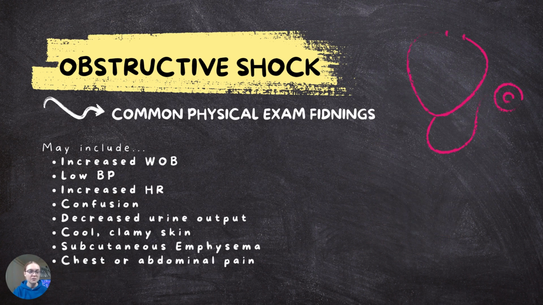Some of the common physical exam findings for obstructive shock might include an increased work of breathing, a low blood pressure, an increased heart rate, confusion, decreased urine output, cool and clammy skin, subcutaneous emphysema, chest or abdominal pain.